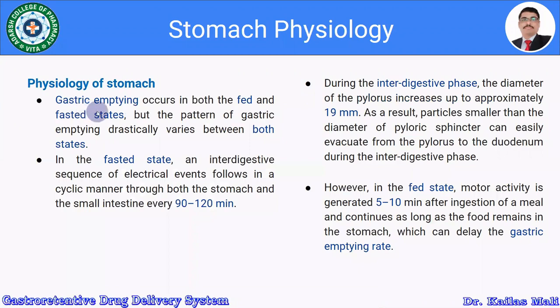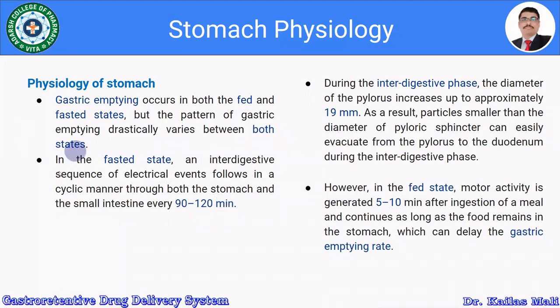So gastric emptying occurs in the fed and the fasted states, but the pattern of gastric emptying drastically varies between the two states. As I have said, in the case of the fed state and fasted state, the gastric emptying is not the same, it is different. In the fasted state, an interdigestive sequence of electric events follows in a cyclic manner through both the stomach and the small intestine every 90 to 120 minutes.